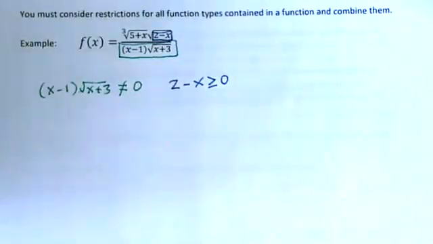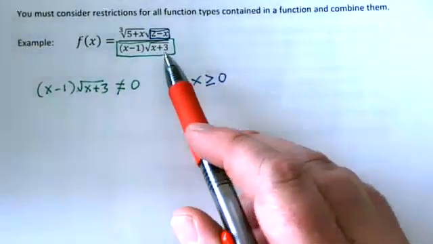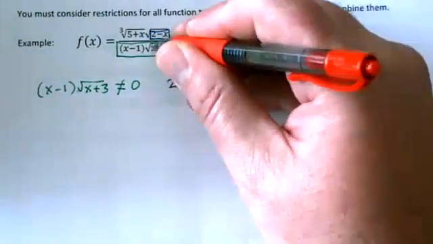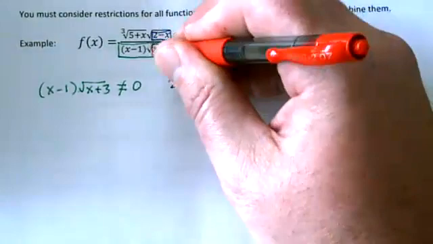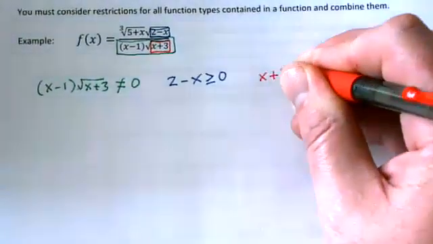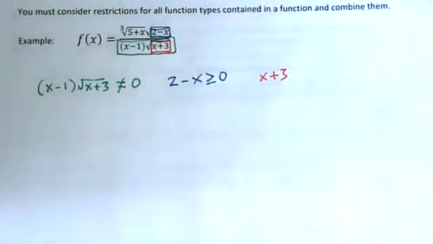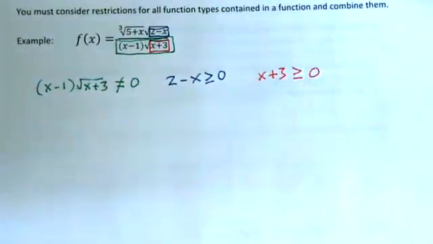But wait, I do see one other potential area of issue. There is an x plus 3 also inside of a radical here. We have to deal with that. It doesn't matter that it's already over here. We've got to deal with the fact that that is a radical. So we're going to think of it as its own potential problem. We'll write down that x plus 3, and we'll apply the restriction to that as well. It's in a radical, so it must be greater than or equal to 0.